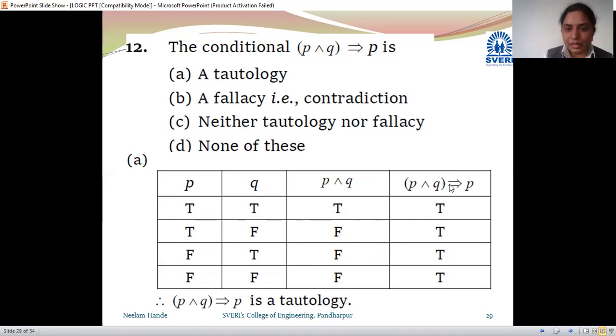Implies: P and Q implies P. In the implication table, true, true is true, false, true is true, false, false is true, and once again false and false is true. So all are true. It means the given statement, or the given conditional, is a tautology.